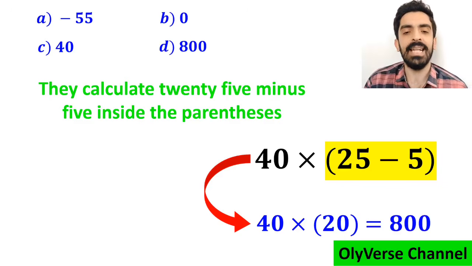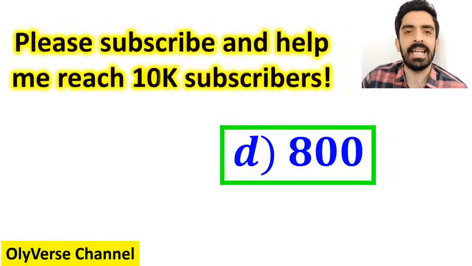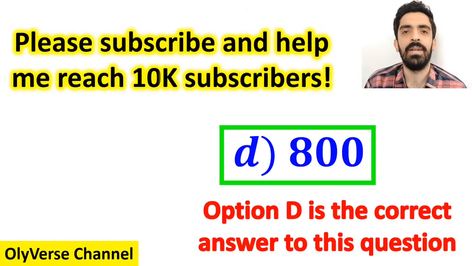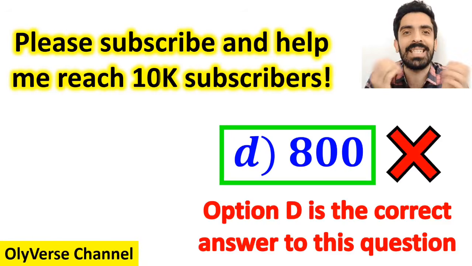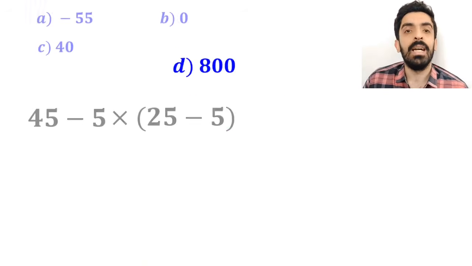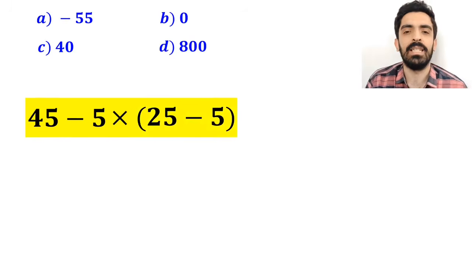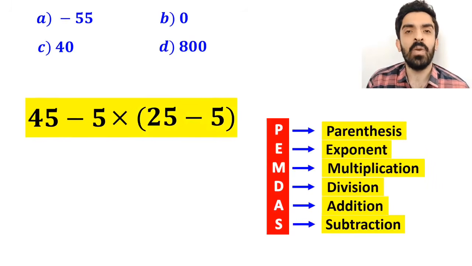Then, without any hesitation, they quickly say that option D is the correct answer to this question. However, it's not the correct answer to this question. Alright, now let me show you how to solve this expression properly. To solve this question, we need to follow the PEMDAS rule step by step.